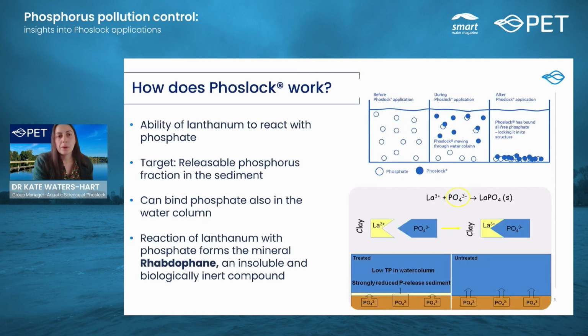So a little bit more about it. As I said, it's applied as a slurry. The target of Phoslock is just phosphate. It can bind under a wide pH range from 5 to 9. However, it does bind outside that range, but the binding rate is just a little bit slower.